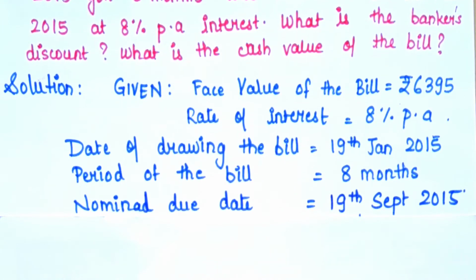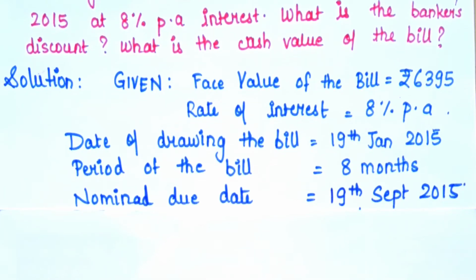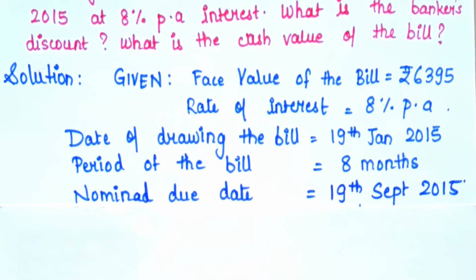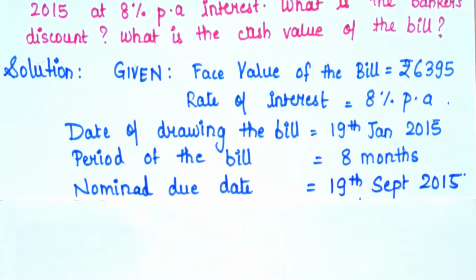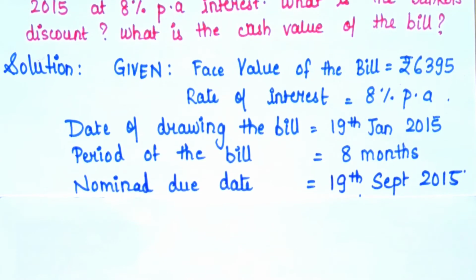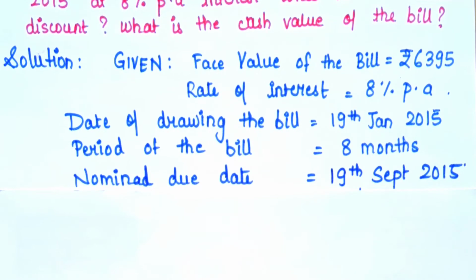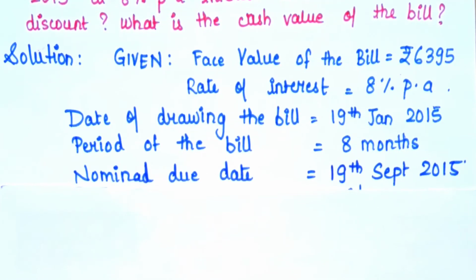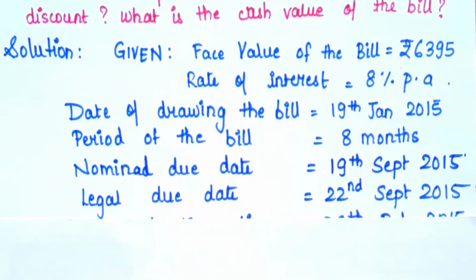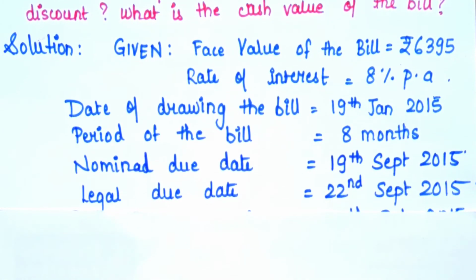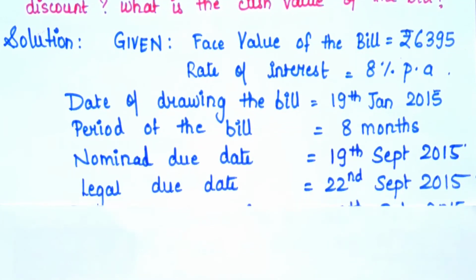Nominal due date. How do you calculate the nominal due date? It is basically the date on which your bill expires. So you can count 8 months from 19th January. It comes to 19 September 2015. But legally, the buyer gets 3 days of grace, so you need to count that as well. So what is the legal due date? It is 22nd September 2015.